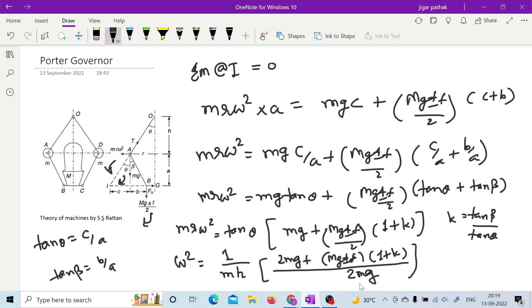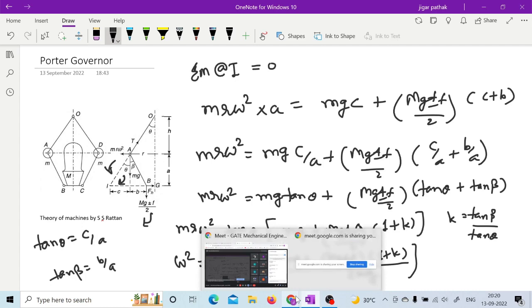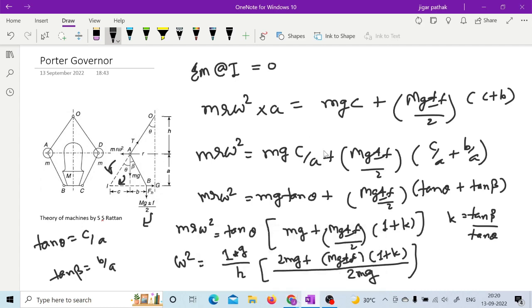Right, so this is how you can write. Actually, I have multiplied and divided it by g also in the same step. You can consider it, because this m also I have taken inside, so it will be like this. So omega square can be given by g by h, in brackets 2 mg plus or minus f, 1 plus k by 2 mg. So here again, this omega square is equal to g by h, somewhat similar to what we have seen in the Watt governor.